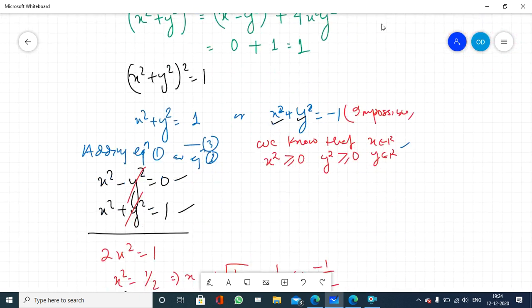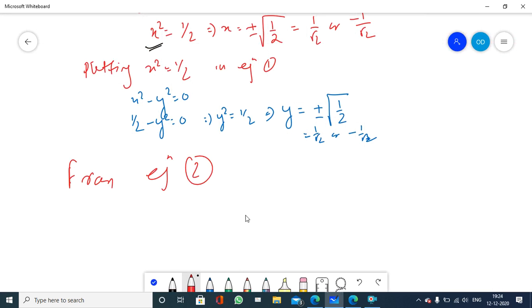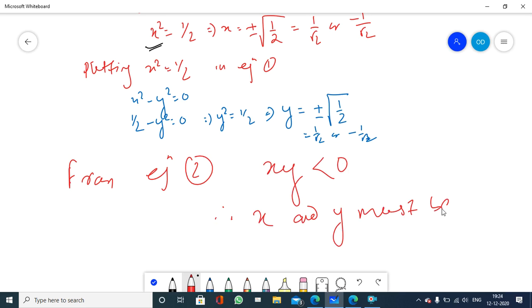Okay. So from equation 2, let me write here, x into y is less than 0. Therefore, x and y must be of opposite signs, right? Opposite signs. That means if we accept the value of x as positive, then the value of y which has to be associated with it is negative.